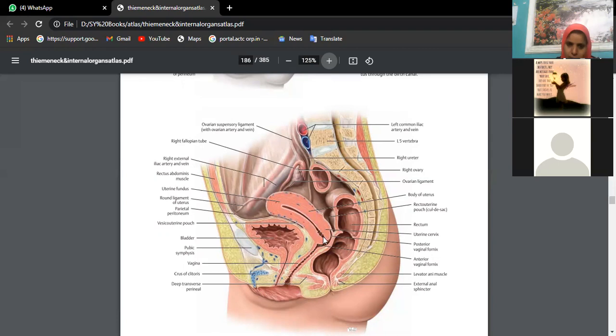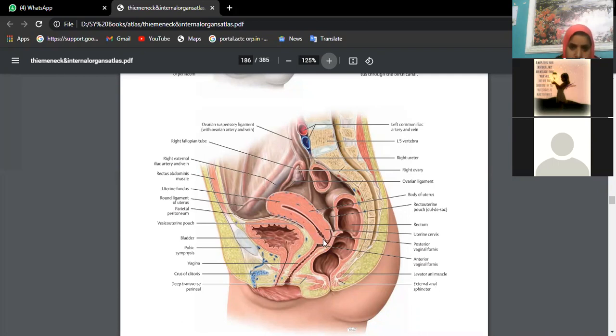And this is the cervical canal. The cervical canal has internal os superiorly, external os inferiorly. Between them you have the cervical canal. This whole thing is the cervix, internal os, external os. The cervical canal will show lots of mucosal folds which are arbor vitae uteri.